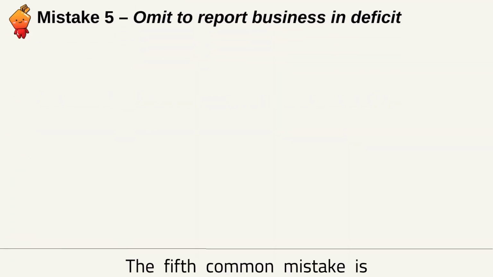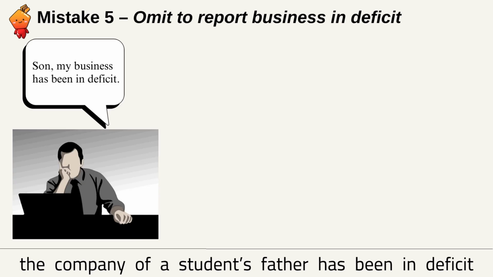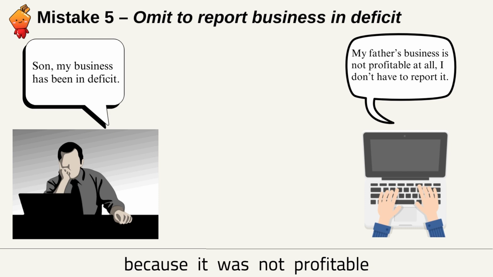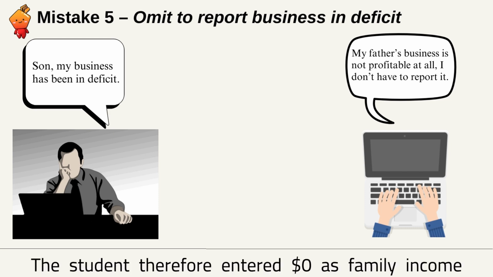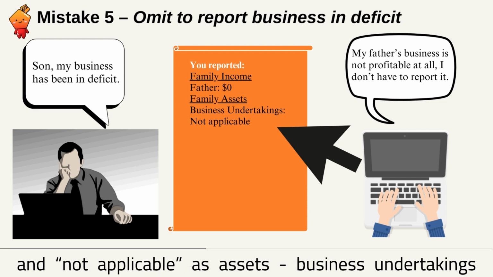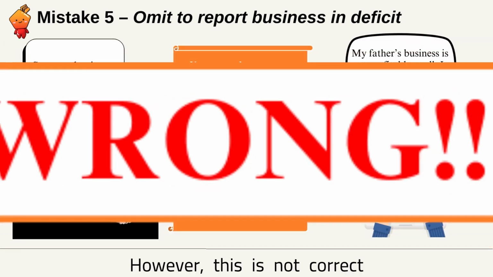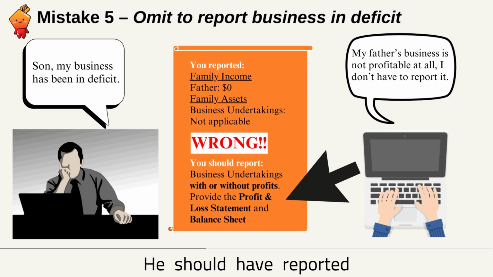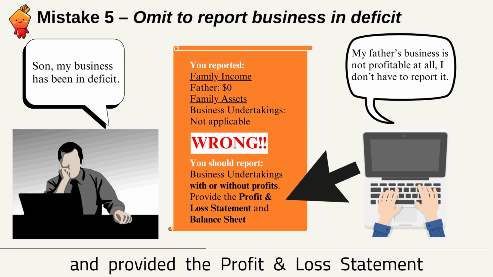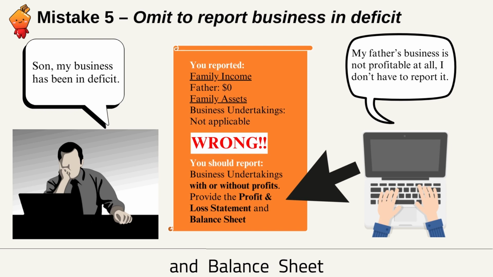The fifth common mistake is about business and deficit. As an example, the company of a student's father has been in deficit, and the student thought he didn't have to report his father's business because it was not profitable. The student therefore entered $0 as family income and not applicable as assets, business undertakings. However, this is not correct. He should have reported all business undertakings irrespective of whether there were profits, and provided the profit and loss statement and balance sheet.